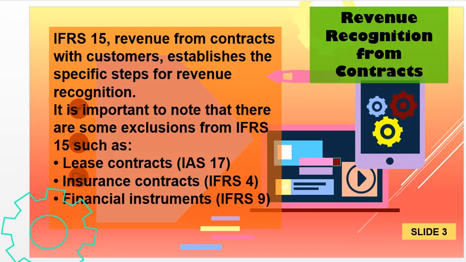Revenue recognition from contracts. IFRS 15, revenue from contracts with customers, establishes the specific steps for revenue recognition. It is important to note that there are some exclusions from IFRS 15, such as the following. 1. Lease contracts, which is under IAS 17. 2. Insurance contracts, which is under IFRS 4. And 3. Financial instruments, which is under IFRS 9.